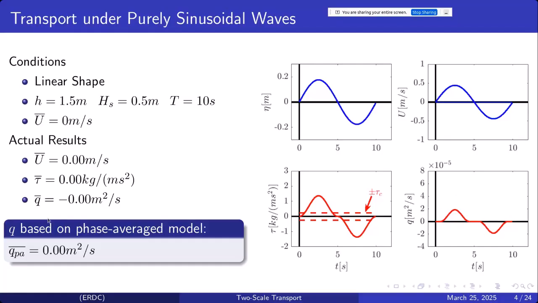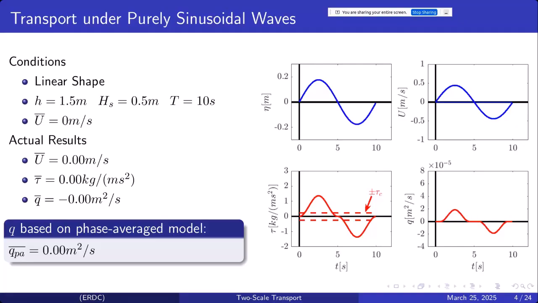And so the actual results are, in this purely sinusoidal world, no current, purely sinusoidal world, that you compute zero transport. And if you look at your phase-averaged models, SeaShore, for instance, then you also get zero, right? So that's satisfying in the sense that we're doing a good job with the purely sinusoidal waves.